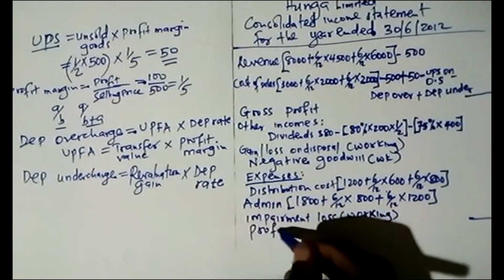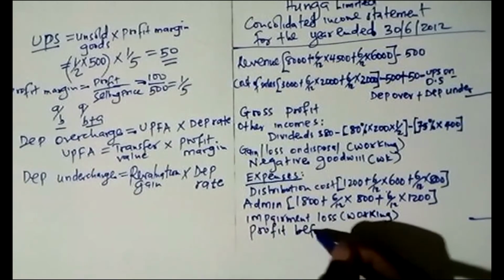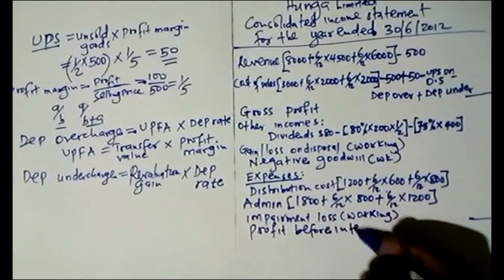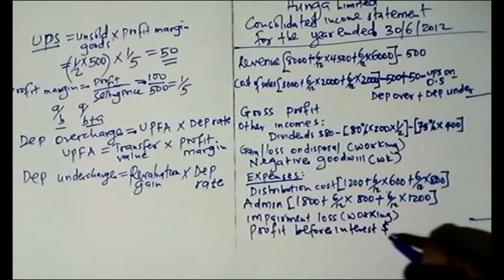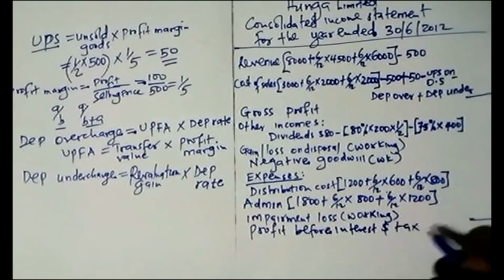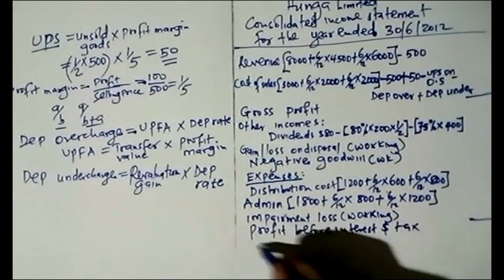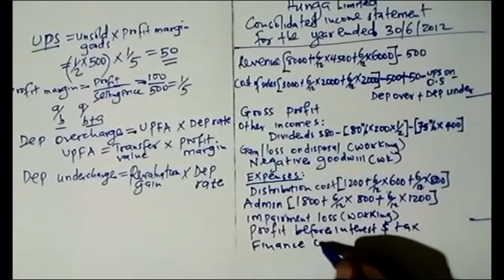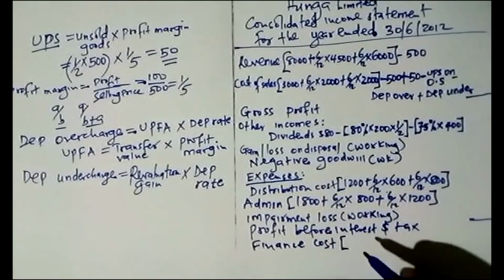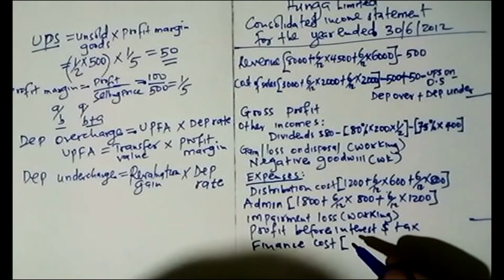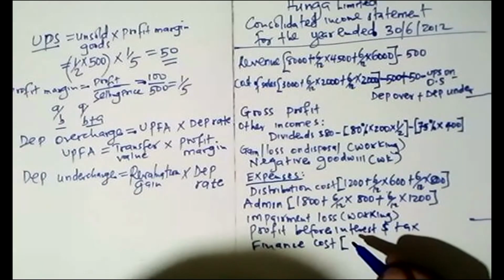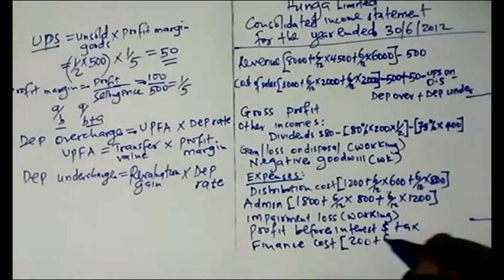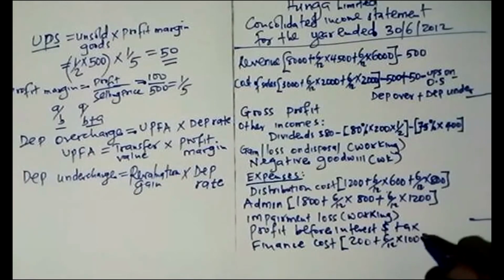So that we have profit before interest and tax. So profit before interest and tax. So that the interest now is all about finance cost. So I will introduce the finance cost there. So the finance cost is 200 plus for Shika. Shika was there for 6 months, and the Shucha was a subsidiary for another 6 months.